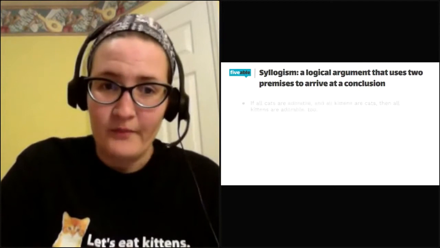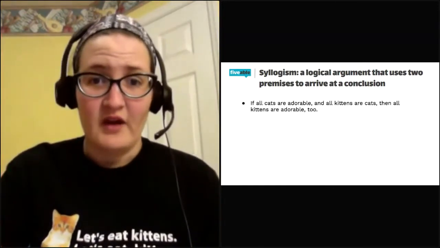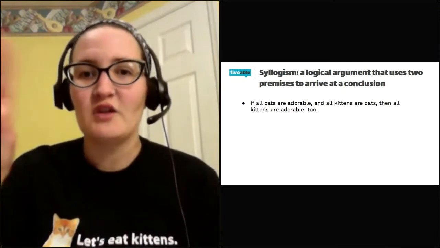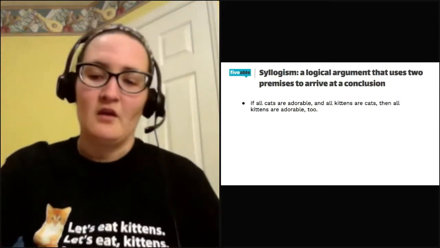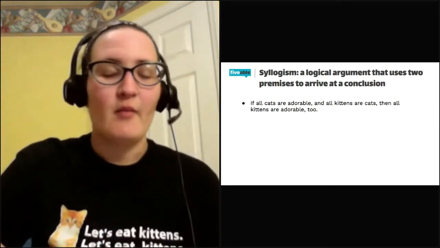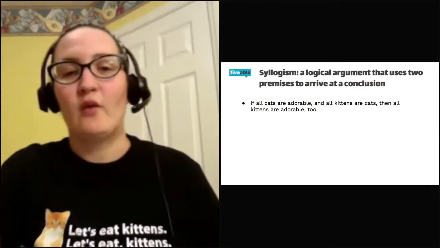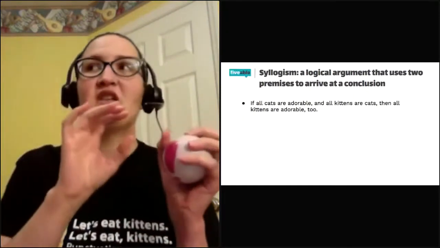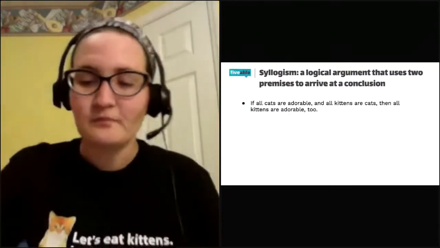So here's an example. If all cats are adorable, premise 1, and all kittens are cats, premise 2, then all kittens are adorable too. So you make a conclusion based on two premises. Does syllogism appear a lot in the exam? I have not seen it appear a lot, but I did see it on that one exam, so here's what it is. If you even have the basic idea of what a syllogism is, then you can at least say whether something is or is not a syllogism on a multiple choice question.